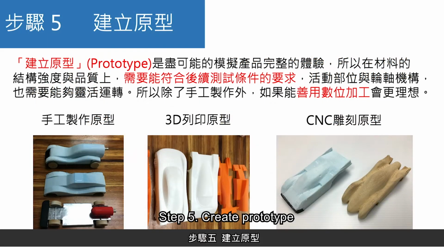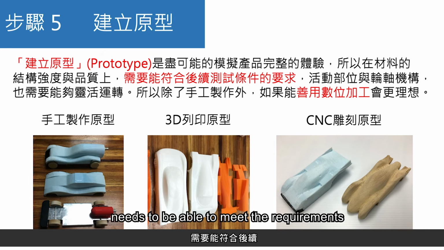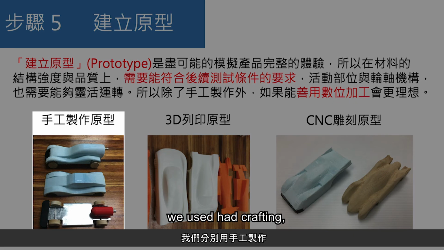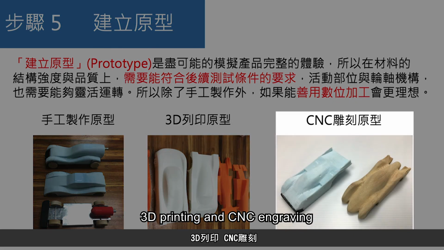Step 5. Create prototype. Creating a prototype is to simulate the complete experience of the product, so the material's structural strength and quality need to be able to meet the conditions for subsequent test conditions. The movable parts and the axle mechanism also need to move flexibly. So apart from handcrafting, if digital machining could be used, it would be ideal. For the creations shown below, we used handcrafting, 3D printing, and CNC engraving.